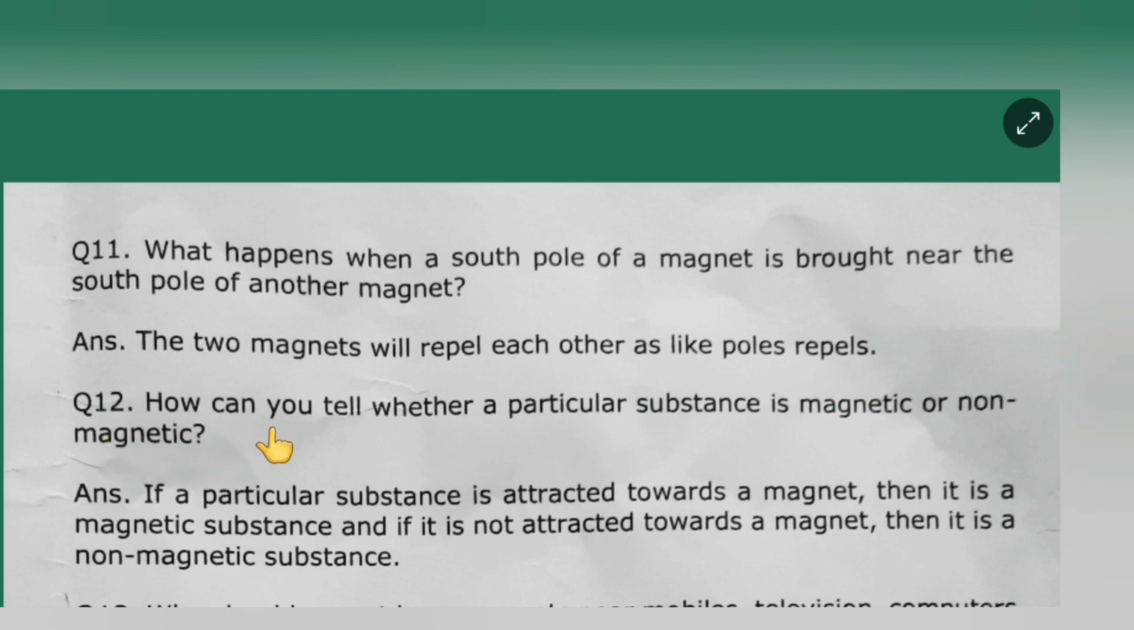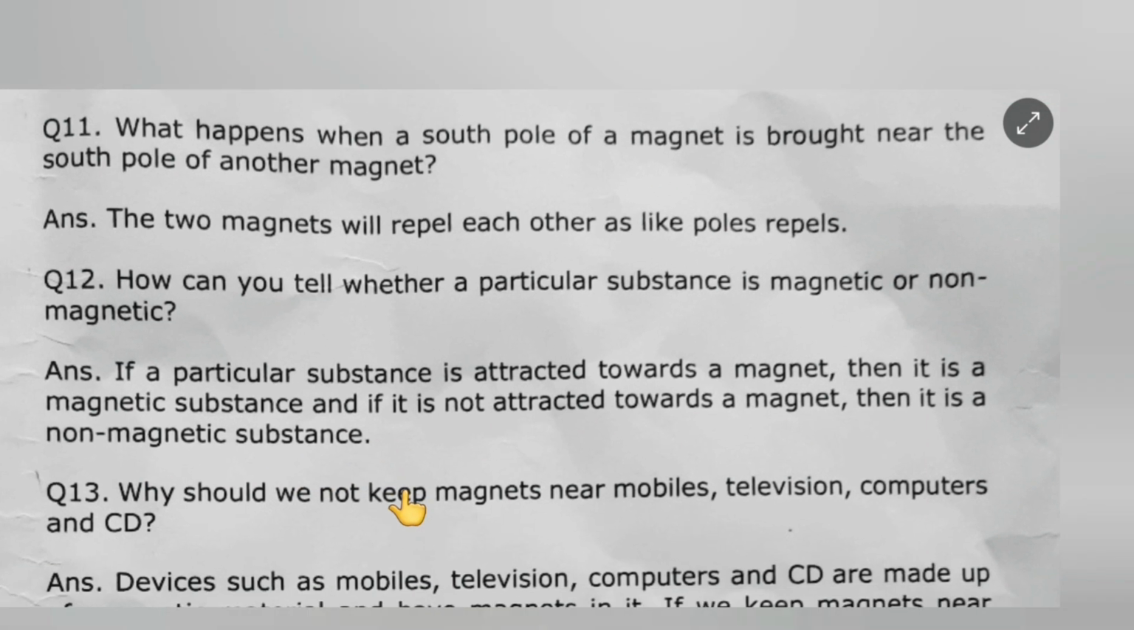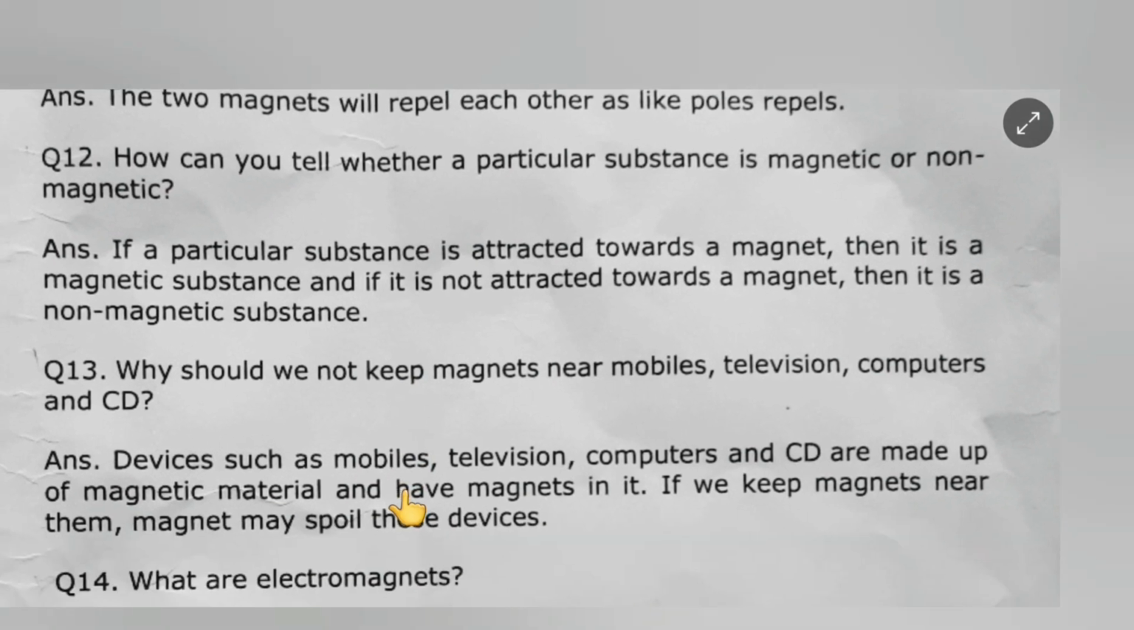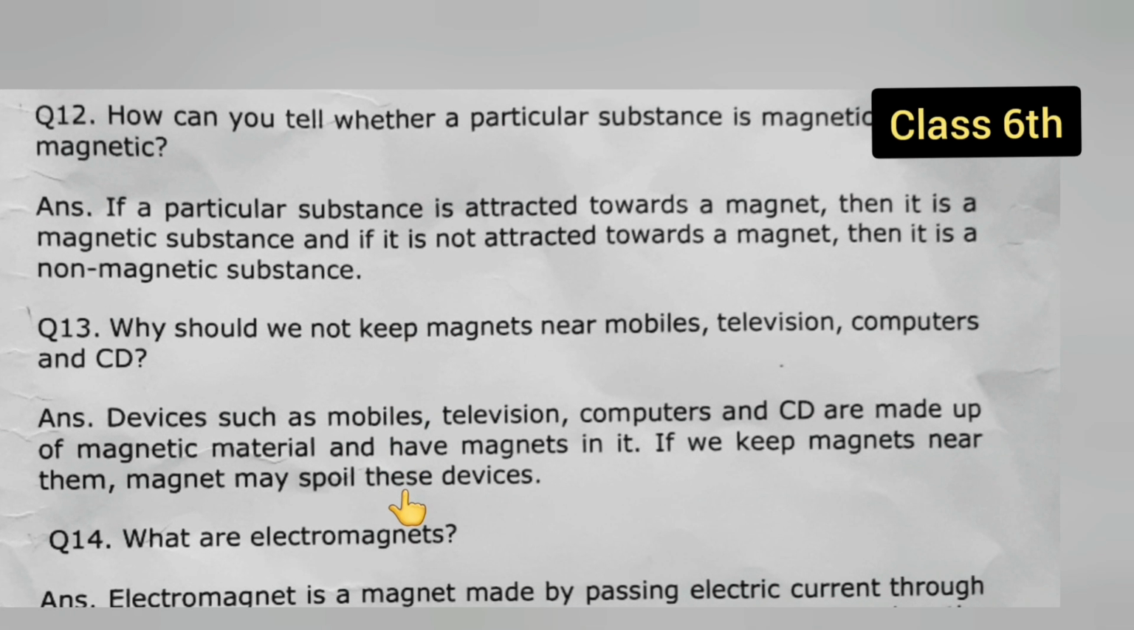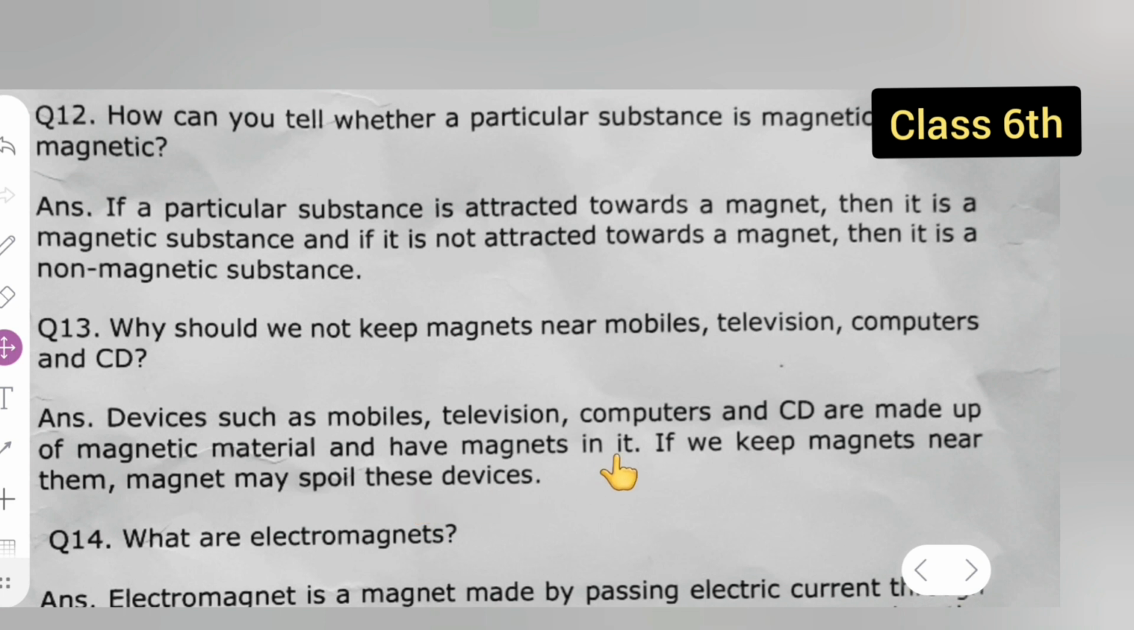Question number 12: how can you tell whether a particular substance is magnetic or non-magnetic? If a substance is attracted towards a magnet, then it is a magnetic substance, and if it is not attracted towards a magnet, then it is a non-magnetic substance. This is a very easy question and answer which I have given to you all. You can take it down. Then next is question number 13.